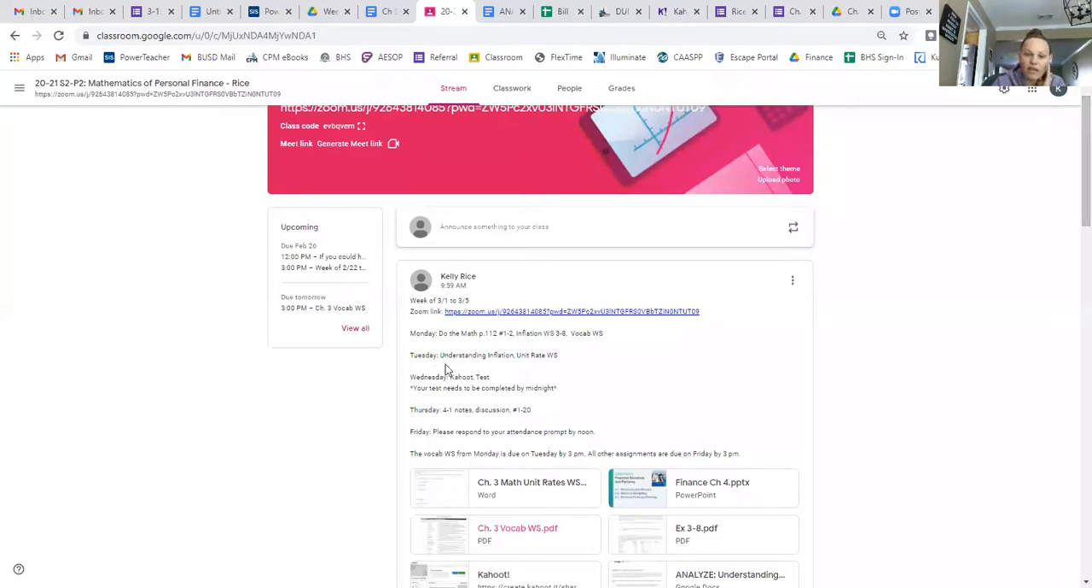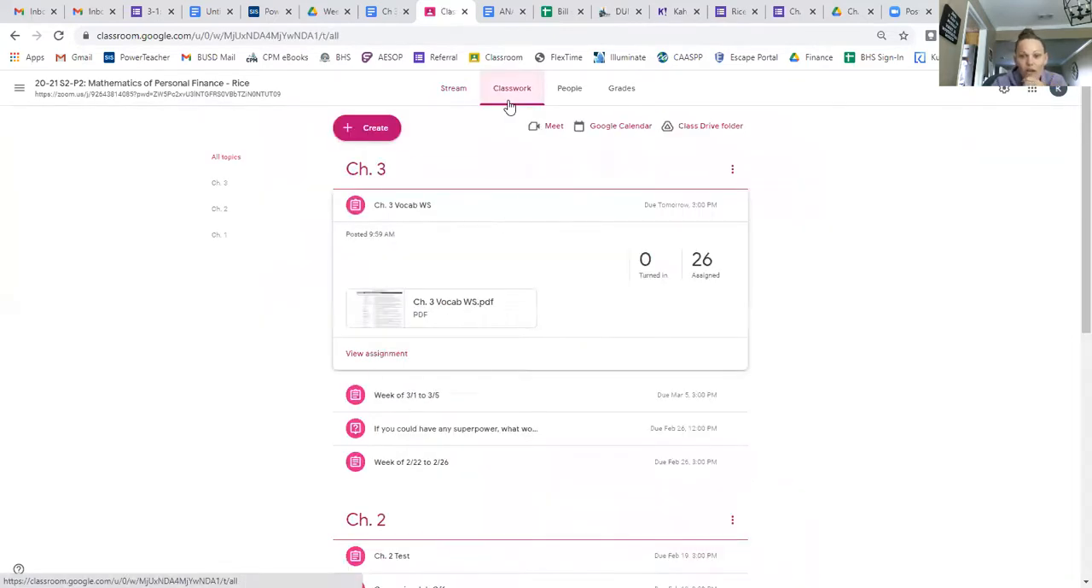Tomorrow, Tuesday, we're going to do this understanding inflation assignment in class. And I'll go over that tomorrow. And then you have a unit rate worksheet for homework tomorrow night that looks very similar to what we did on the Do the Math today. Wednesday, we'll do our Kahoot, and then you will take your test that has to be done by midnight. And Thursday, we will start chapter 4.